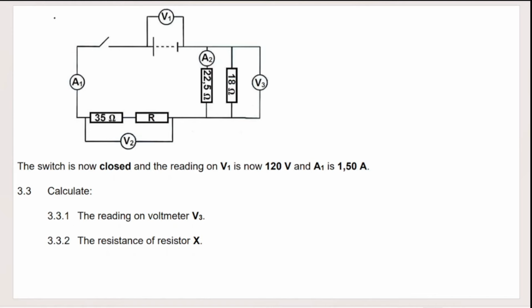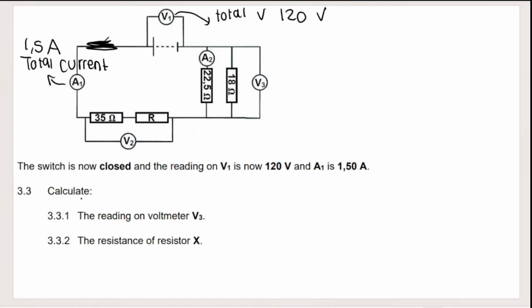The switch is now closed. So they're closing that switch over there. Then V1 is going to read total potential difference or total voltage, and they tell me that it is 120 volts. And A1 is measuring 1,5 amperes. And look where A1 is. It's connected in series. It's not in a branch. So this is actually the total current.